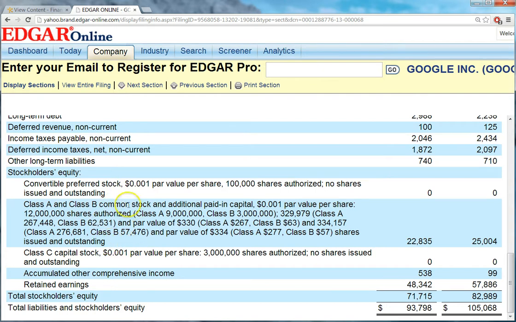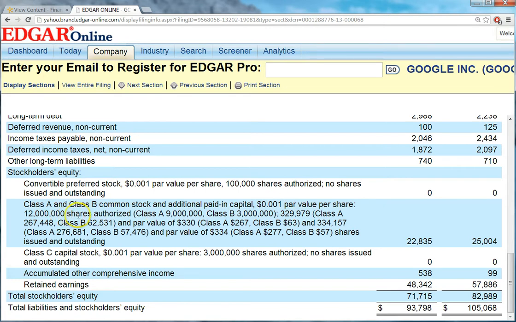All right, where there's most of the activity in terms of shareholders' equity, at least as it relates to Google, is on the common stock. They have 2 classes of common stock, Class A and Class B common stock. And once again, we have to be informed how many shares are authorized and how many shares are actually issued. So it takes a little bit of time to sort through this. So they've got Class A and B stock and their additional paid-in capital. Par value is 1/100th of a cent per share.